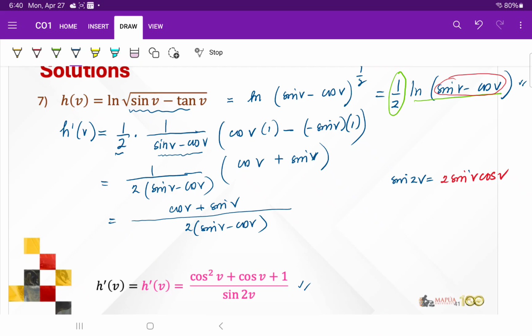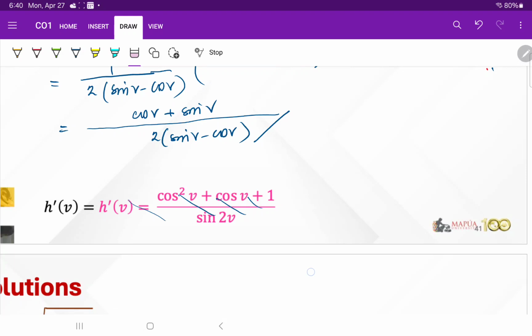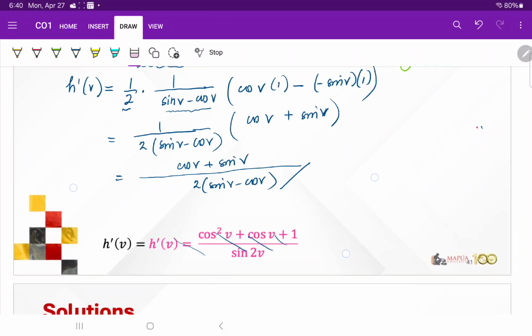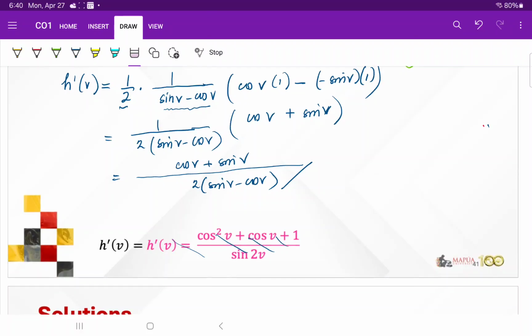So then, what happened? H prime of v is cosine square v. So what we do, you may not do this anymore. You may just stop on this. For us to do this, we have to manipulate this function. So that will get cosine square v plus cosine v plus 1 over sine of 2v.